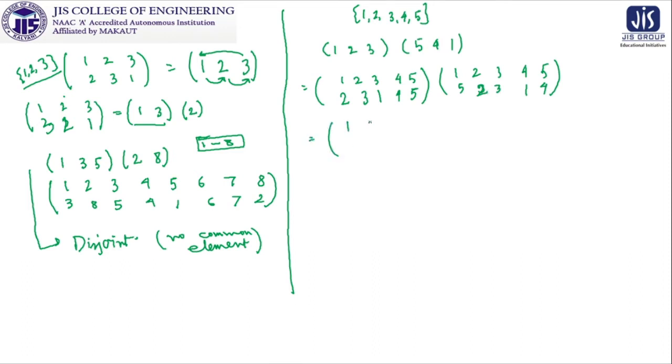So ultimately, if we operate according to the process, 1 goes to 5, 5 goes to 5, 2 goes to 2, 2 goes to 3, 3 goes to 3, and 3 goes to 1, 4 goes to 1, 1 goes to 2, and 5 goes to 4, 4 goes to 4. So we can write it as 1 goes to 5, 5 goes to 4, 4 goes to 2, 2 goes to 3. This is the product or composition of two cycles.